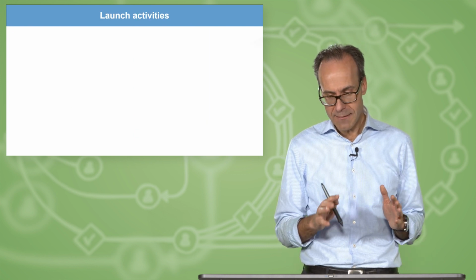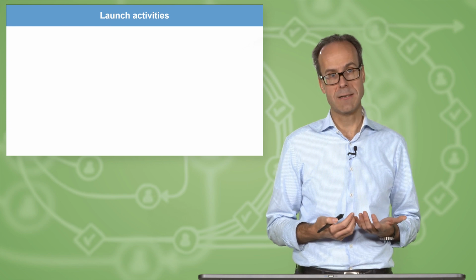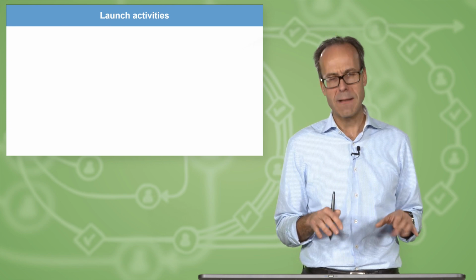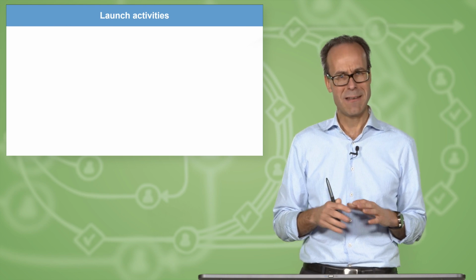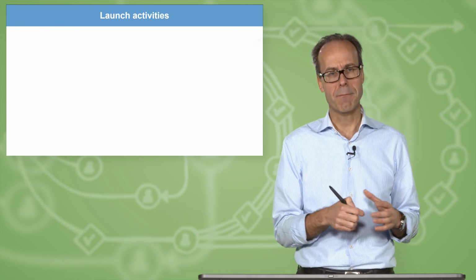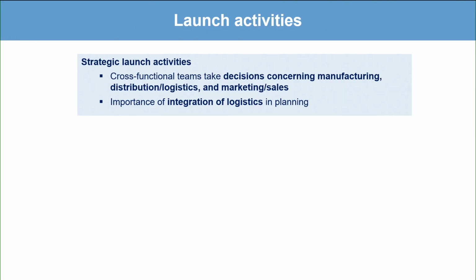So once you did it, there are some specific launch activities. And again, for all these following bullet points, we could have an extra video class on how to do it. And again, it's more marketing and we'll focus more on the innovation activities. But there are some strategic launch activities based on cross-functional teams, decisions concerning manufacturing, distribution, logistics, and marketing sales. How are all these integrated? What's the saying and the responsibility of manufacturing in launching a new product?